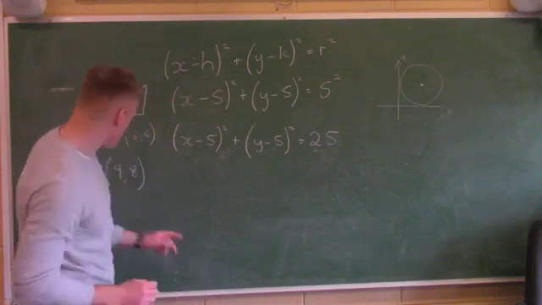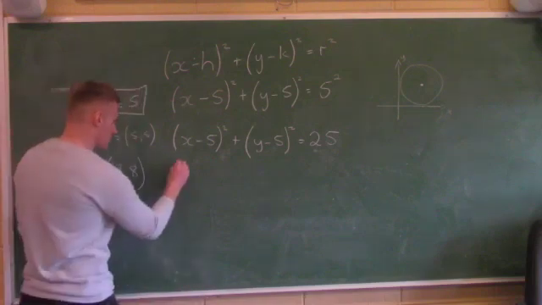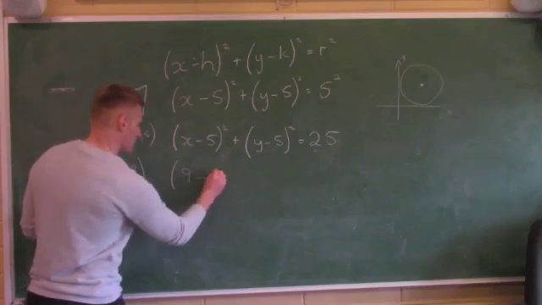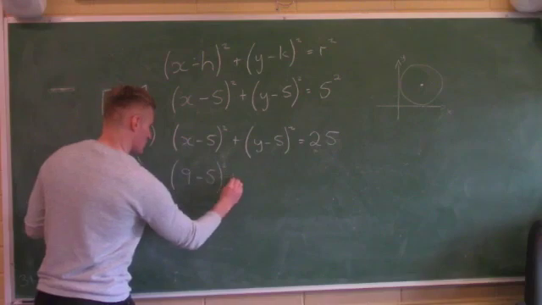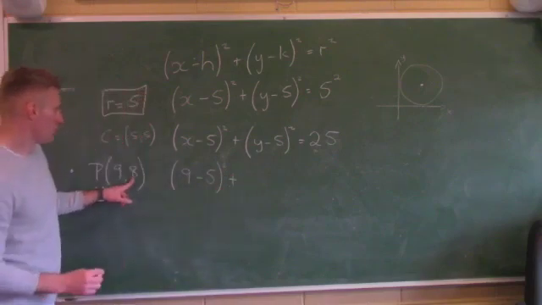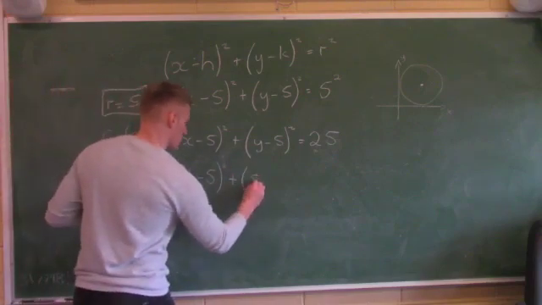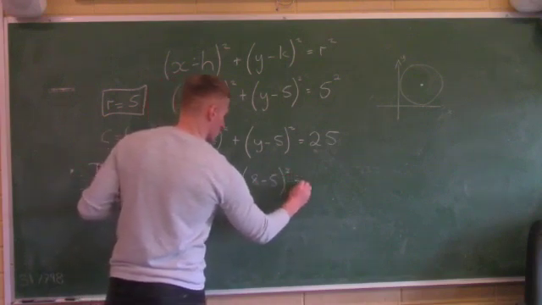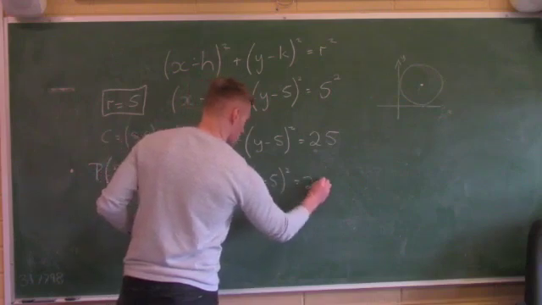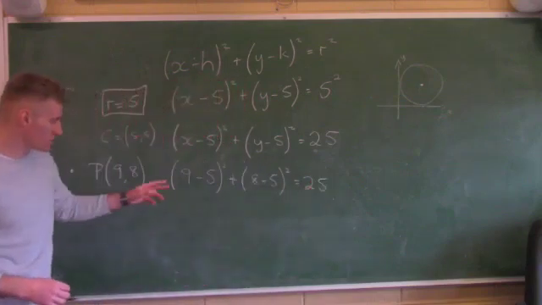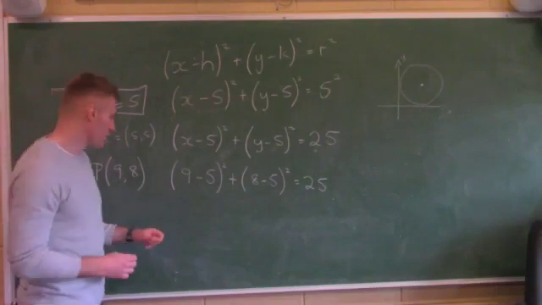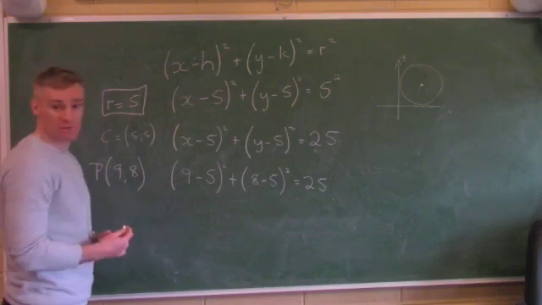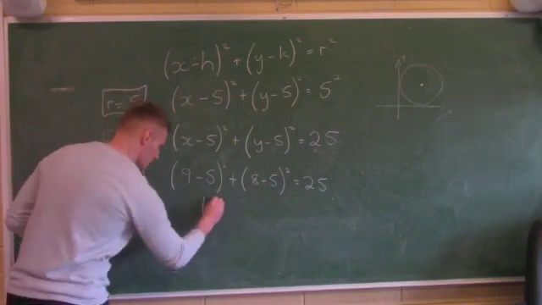9 is my x value, so instead of x it's going to be 9. (9 minus 5) squared plus my y value, which is 8, (8 minus 5) squared equals 25. Using algebra, all I'm doing is subbing in and solving. 9 minus 5 squared, right? 9 minus 5 is 4. 4 squared will give me 16.